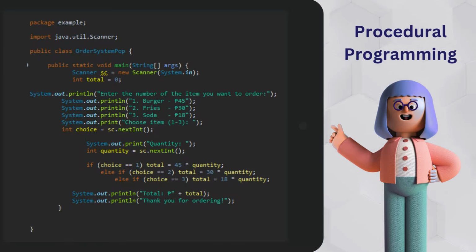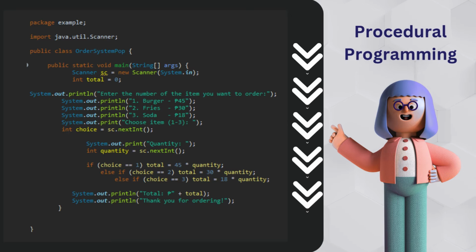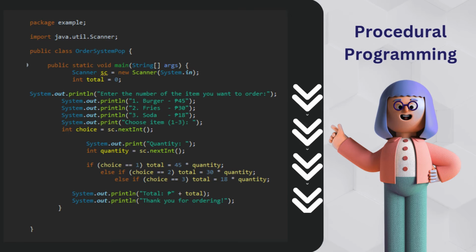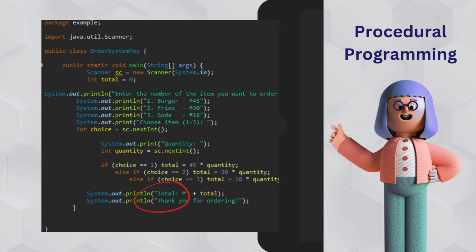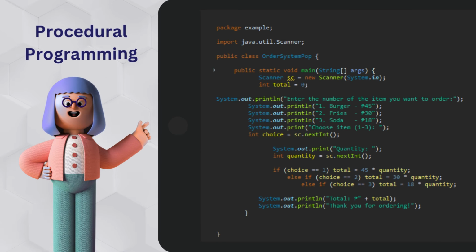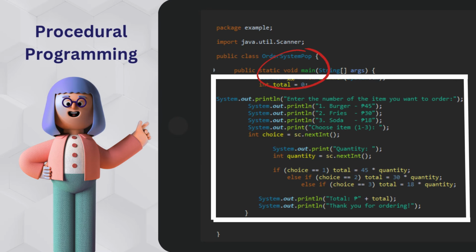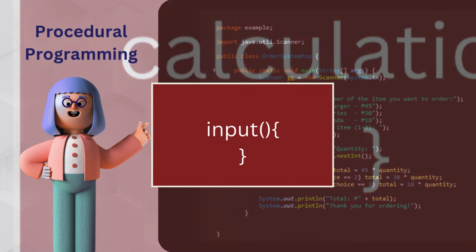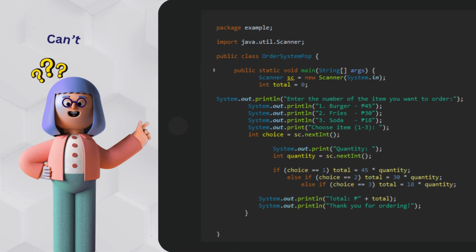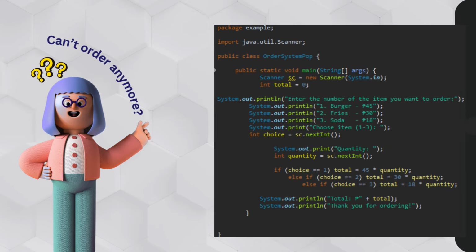For better understanding, we have here an example of procedural programming. Notice how it has linear flow. It displays menu, gets user input, calculates total, and displays the result. The logic is written inside the main method, and there's no reusable components or separate method to handle tasks like the input, calculation, or output. You can also see that we cannot reuse the logic for multiple orders.